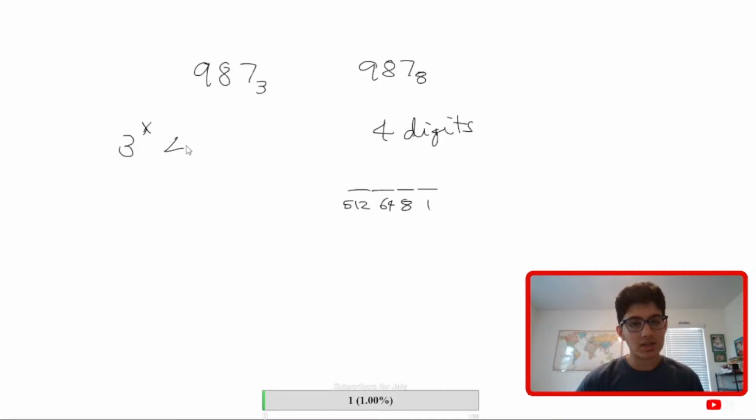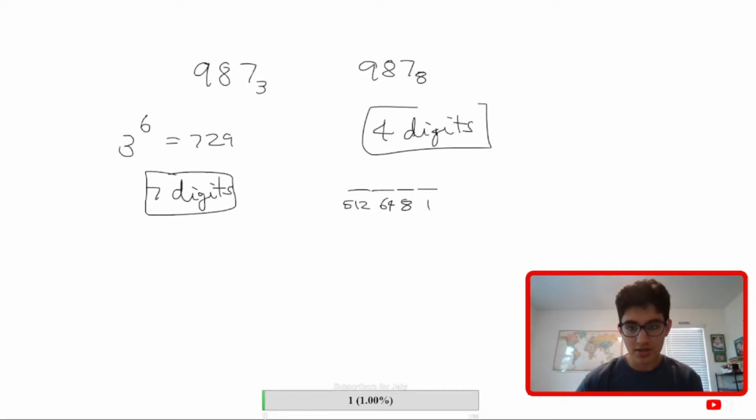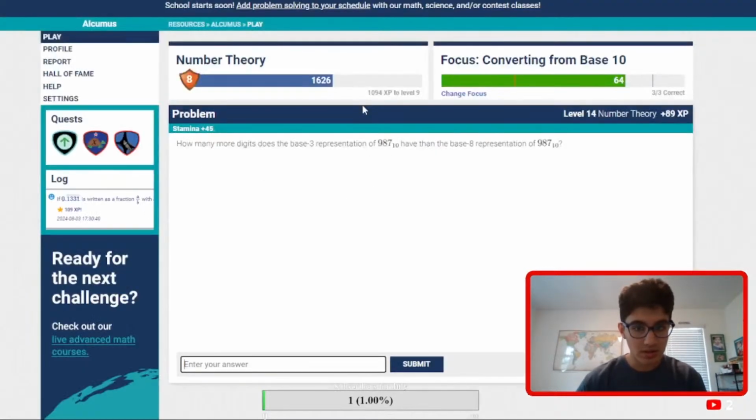is less than 987. And wait, we don't need to do all that. 729, so that's 3 to the 6th, right? That's 3 to the 6th is equal to 729. So we need to go, that level will work. So this is enough. 6, which means, because it's 3 to the 6th, we need 7 digits. Because the first digit is 3 to the 0th, so you have to add one more. So it's 7 digits, 4 digits, so 7 minus 4, which is 3.